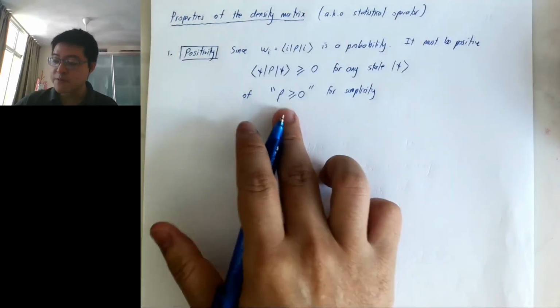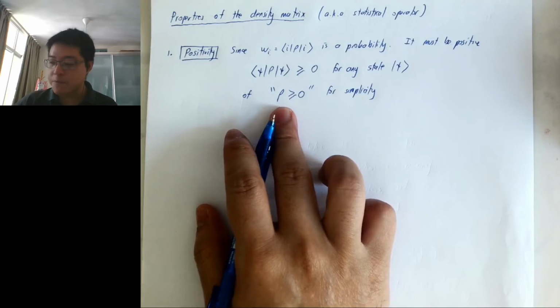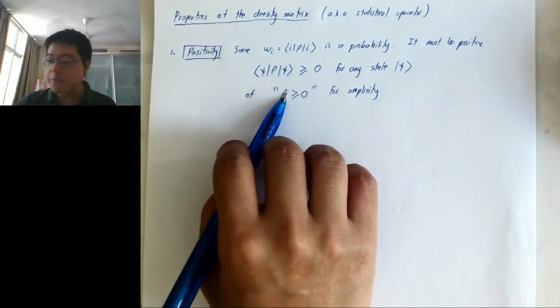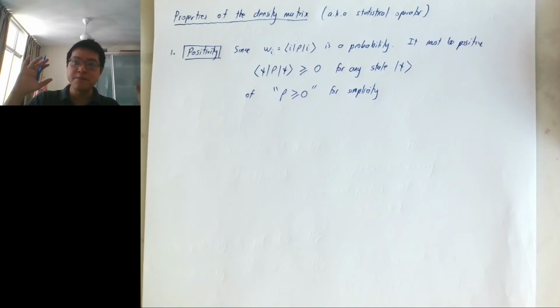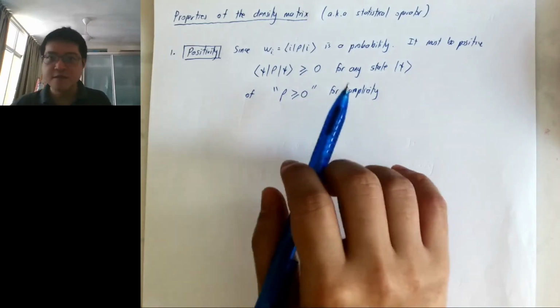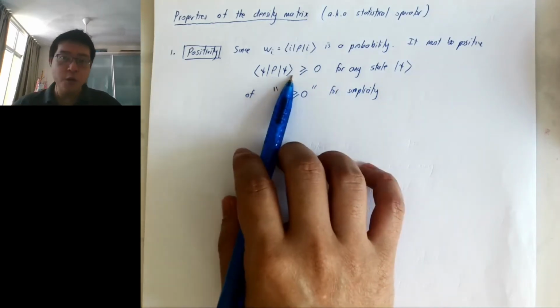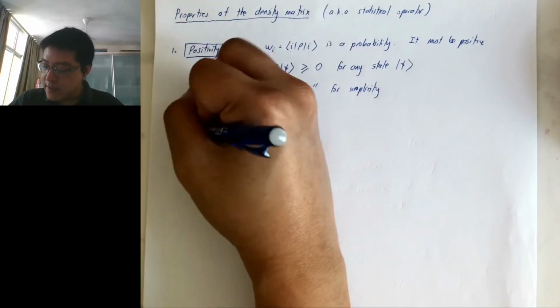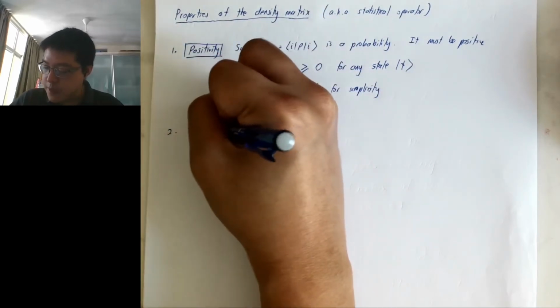Sometimes we see this word. What does it mean by operator greater than 0? It just means this, right? Because an operator is sometimes a matrix and 0 is a number, but what this means is that when an operator is positive, it means this. Secondly, it must have unit trace. That is the second property.